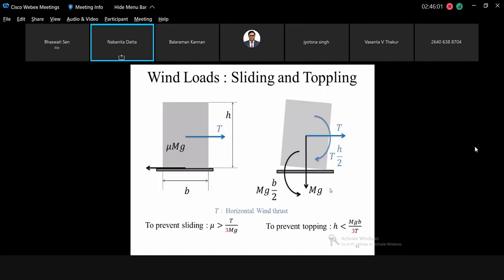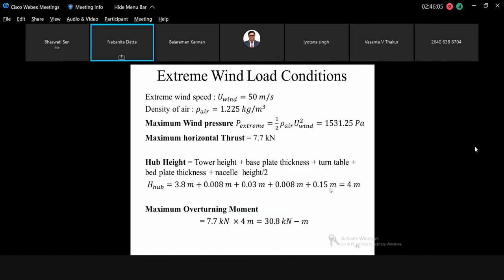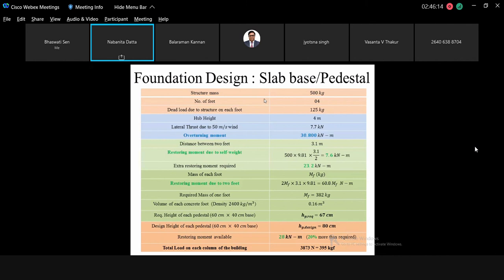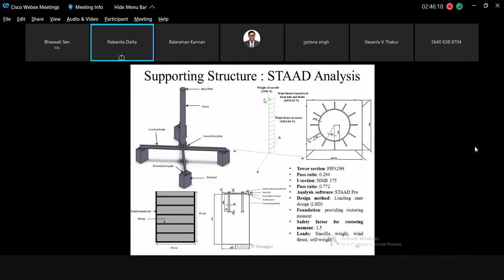The foundation was designed such that the wind loads are neither able to slide it nor able to topple it. So the extreme wind load conditions were taken, like 50 meters per second. That's a huge wind speed which will occur maybe once in 30 years or so. The foundation was designed keeping in mind these extreme loads.